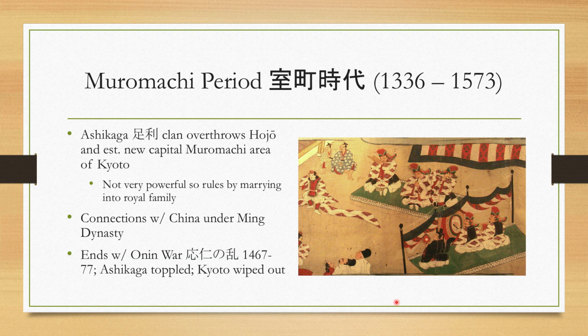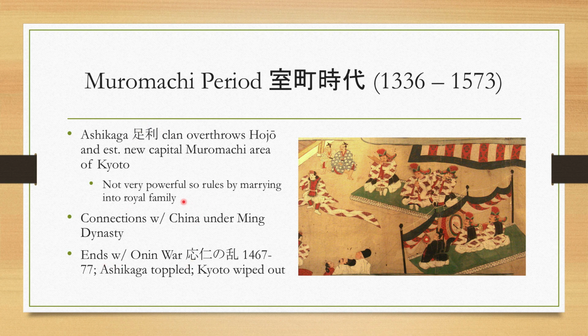After this, the capital is moved back to Kyoto, to an area called the Muromachi area, and so this time period is called the Muromachi period. The Ashikaga clan takes power after they overthrew the Hojo, but the Ashikaga clan were actually not so powerful, so some of the ways they held on to power were through marrying into the royal family, on the one hand, and on the other hand, establishing diplomatic connections and trade, for instance, with the Ming Dynasty in China.